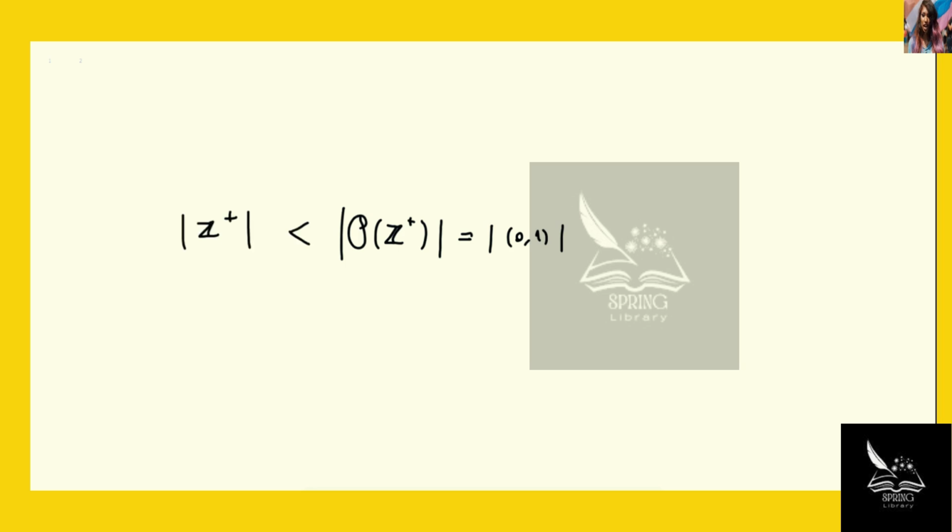But now we know that the cardinality of Z plus is strictly lower than the cardinality of the power set, and this was proven in exercise 35. And also we know that the cardinality of the interval [0, 1] is exactly the same as the cardinality of the set of real numbers. That was exercise 34. And therefore we've shown that R is uncountable.